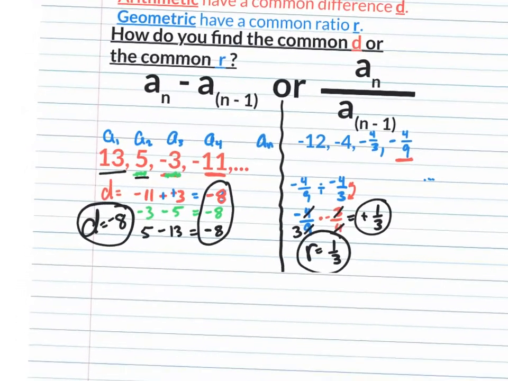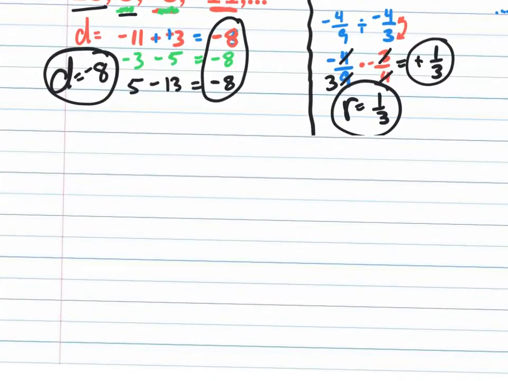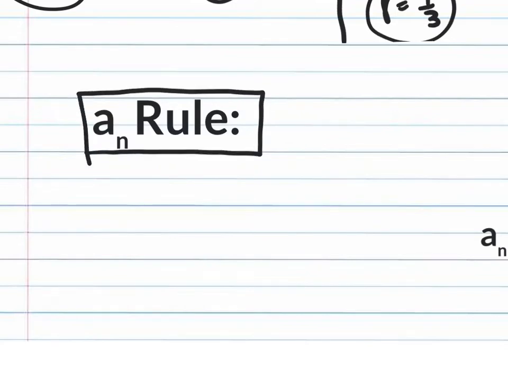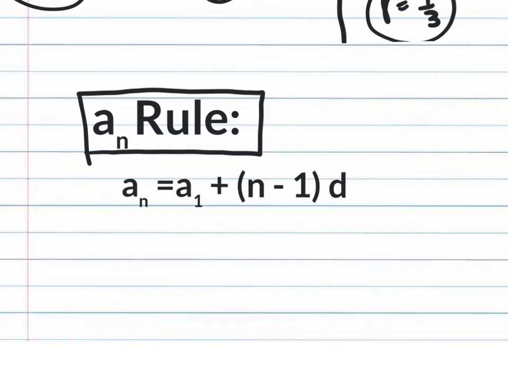Okay, let's move on to the most important part of the section, arithmetic sequences, is to find the a sub nth rule of arithmetic sequences. So this is it, guys. This is what's super, super important on arithmetic sequences, how to be able to find the a sub nth rule. And of course, this is what you needed to memorize. A sub n equals a sub 1 plus parenthesis n minus 1 times the common difference d.